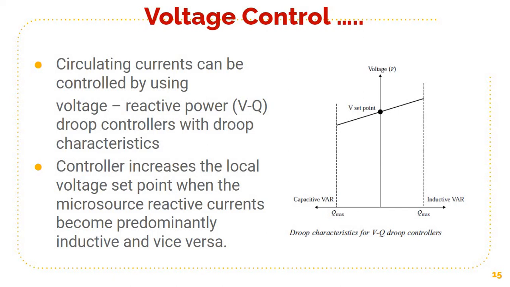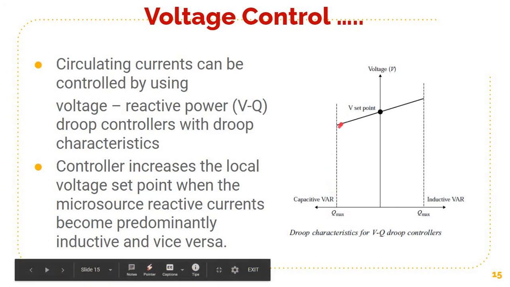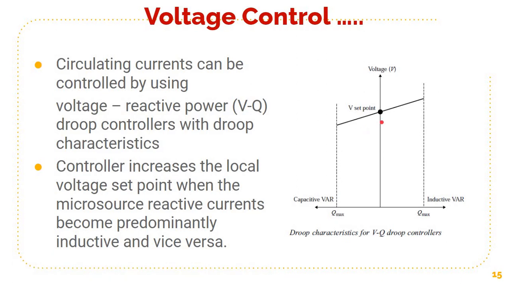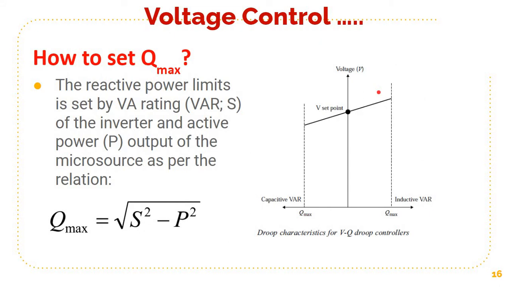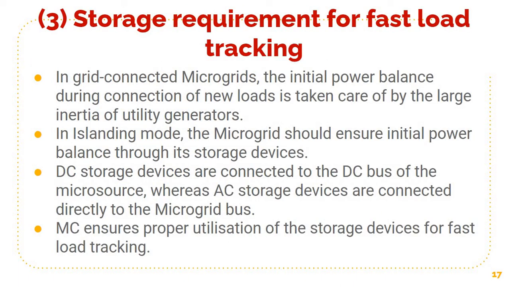Whenever there is a circulating current, the controller increases the local voltage set point when the microsource reactive currents become predominantly inductive, and vice versa. So when the current is inductive, basically what we do is the voltage set point is increased. Now the question is how to set the Q max, the reactive power limits. Actually it is set by the VA ratings. The VA rating is the S of the inverter and the active power output of the microsource as per this formula. So Q max is equal to the square root of S squared minus P squared.